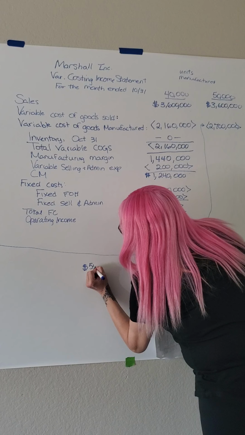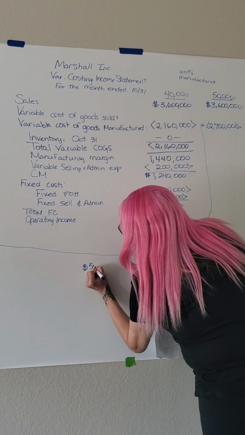So what we have to do, first thing, they told us sales would be the same. So we're still going to sell 40,000 units at $90 a unit. So that's going to give us total sales of $3,620,000. But now we have to calculate out the cost of goods manufactured for 50,000 units. So what we have to do there is first we have to come up with the unit variable costs of production. So remember, those are going to be our direct materials, our direct labor, and our variable factory overhead.